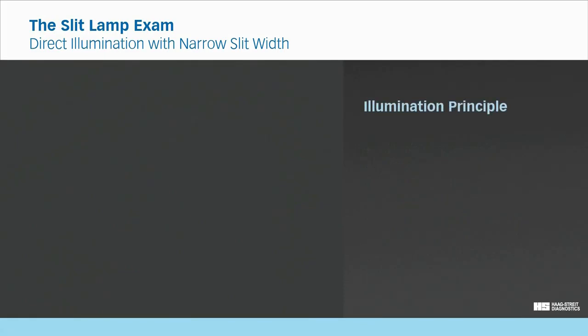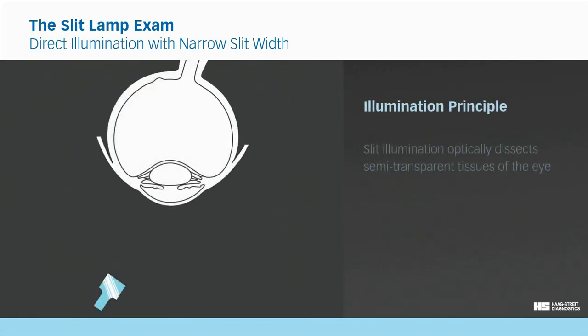Illumination principle. Direct illumination with a narrow slit width is a technique that allows the light to optically dissect the semi-transparent media of the eye. In this technique, the light beam acts like a knife which cuts through the different layers of semi-transparent tissues and allows the examiner to observe and accurately locate the structures and alterations.